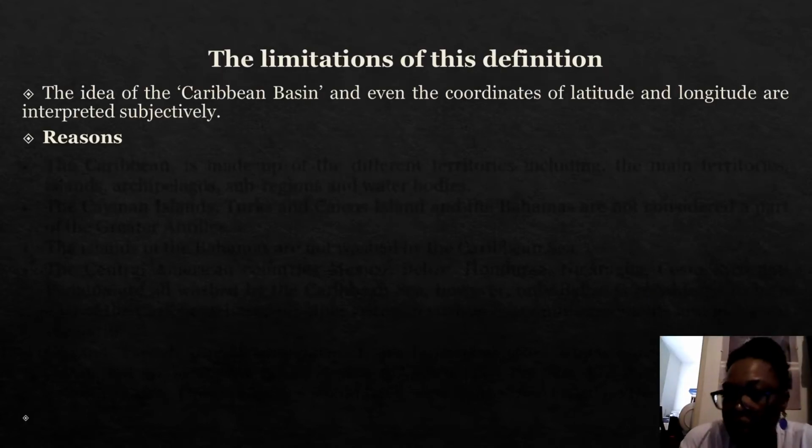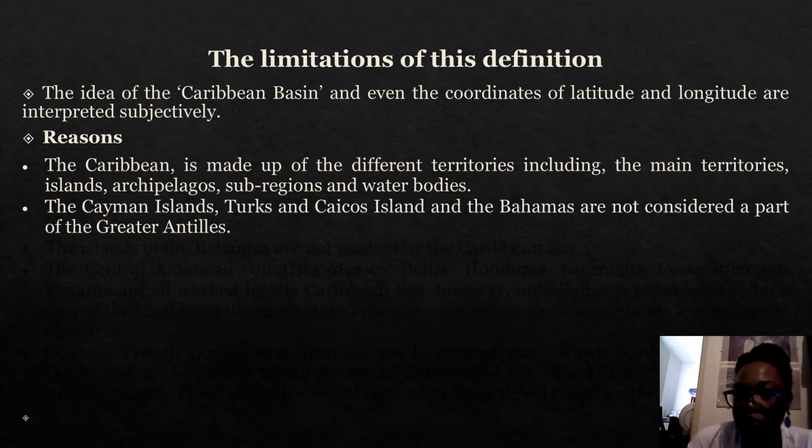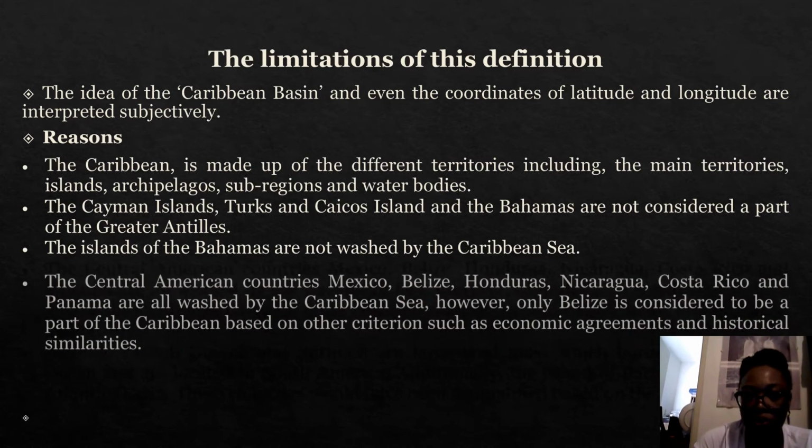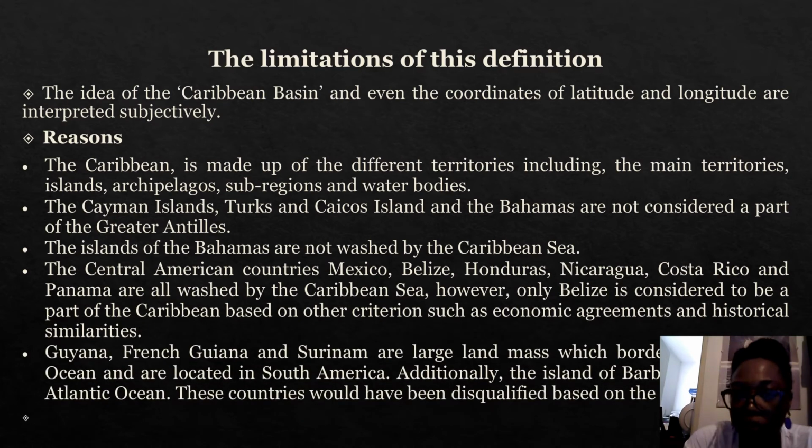Now, if we are supposed to define the Caribbean from a purely geographical standpoint, we are going to have a lot of challenges. Okay. Number one, and I'll just go through some of them that is on our slide. All right, so the first one is that what would we use to classify islands such as the Cayman Islands, the Turks and Caicos Islands, the Bahamas? How would we classify them if they are not considered as a part of the Caribbean? What would we say they are?